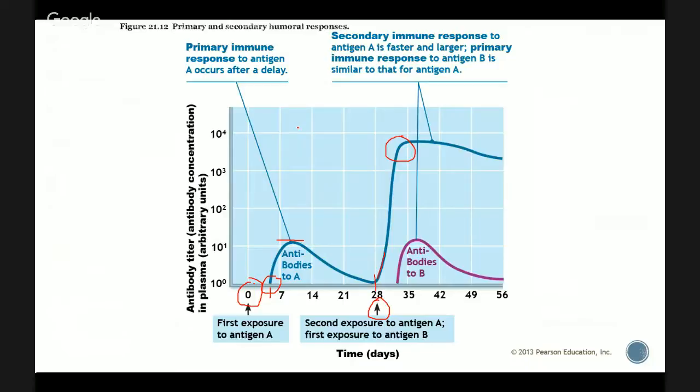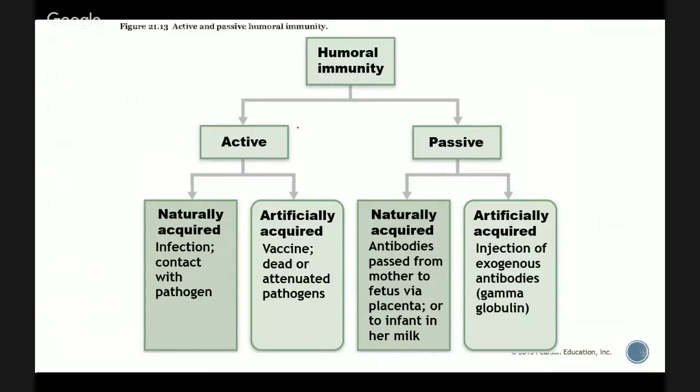So this is why we see immunizations as something that people opt for, that they do, because of this concept, to protect. There are different types of humoral immunity: active and passive humoral immunity.